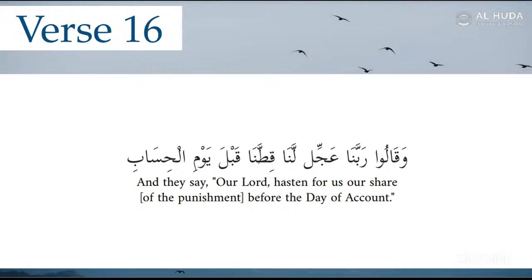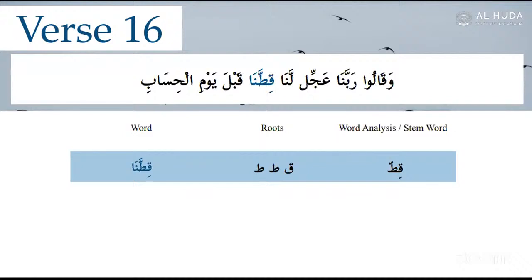The term qittana, from qaf ta ta, and qitta is used for the portion of something, to cut something off widthwise, horizontally. Qid, with the dal, means to cut lengthwise, vertically. So they say, our Lord, hasten for us our share of the punishment before the day of hisab.